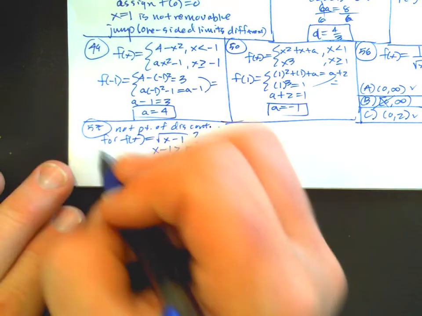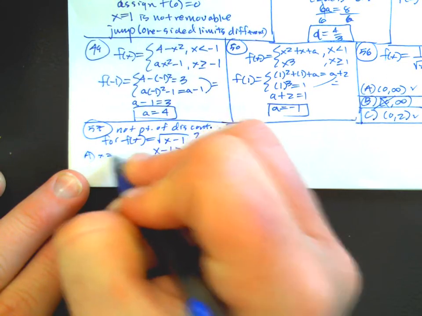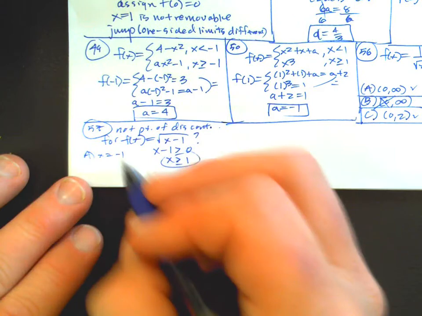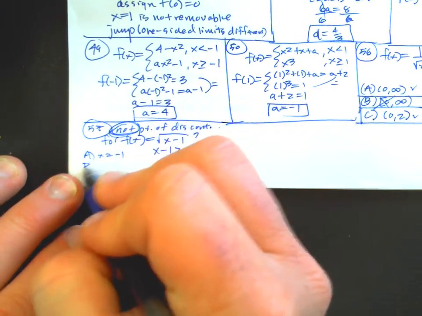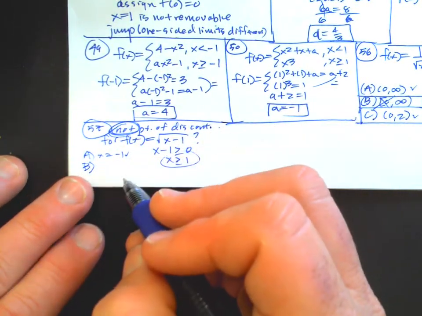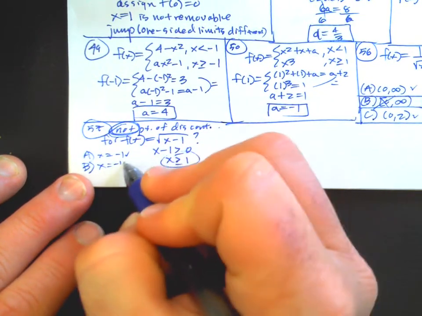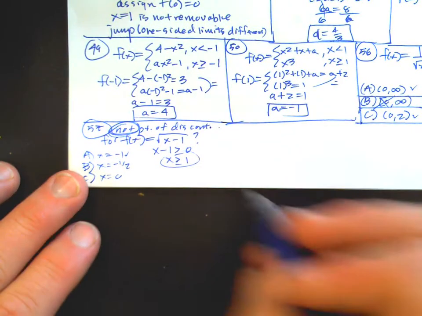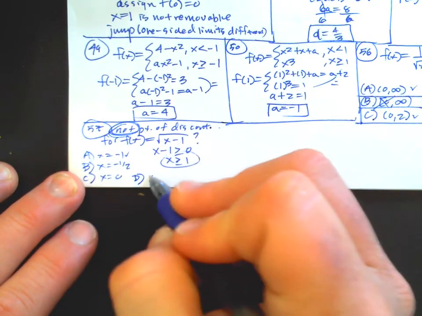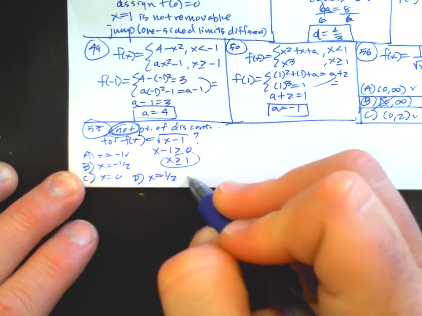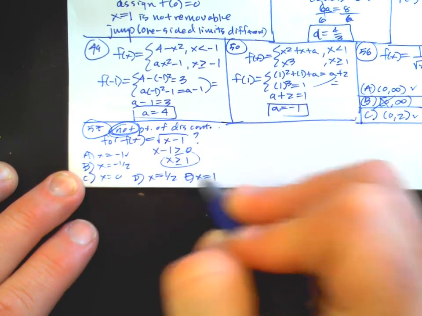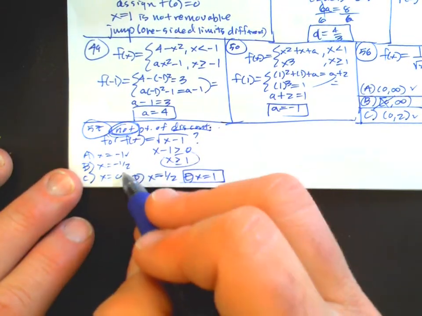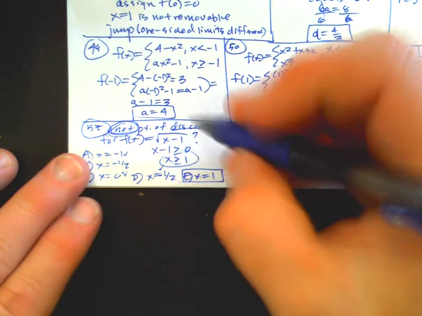So they have option A, x equals -1. No, we're looking for the one that's not. That one is a point of discontinuity. B, x equals -1/2. Yes, that's discontinuous. C, x equals 0. Also a problem. D, x equals 1/2. Also still a problem. E, x equals 1 is not a discontinuity. These are all discontinuities because they're not in the domain of the function.